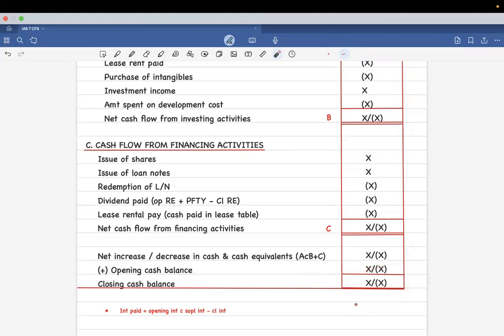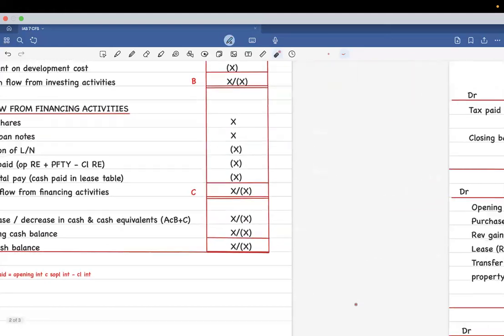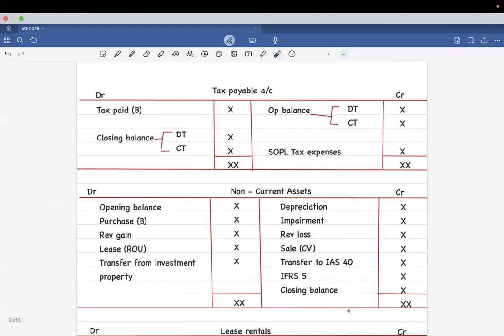Understood? Okay. So this one, the standard is done. Now I'm going to give you a shortcut for every cash flow statement. So for every cash flow statement, you need the tax expenses, or you need the tax which is actually paid off.